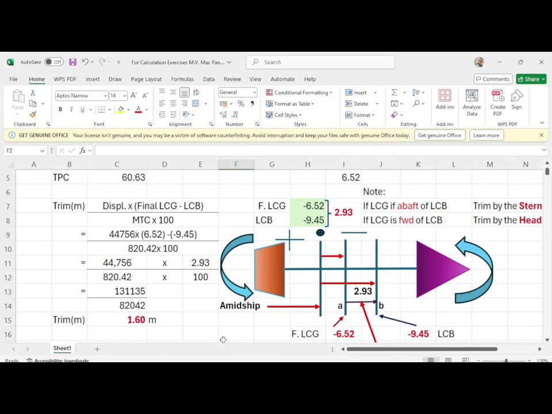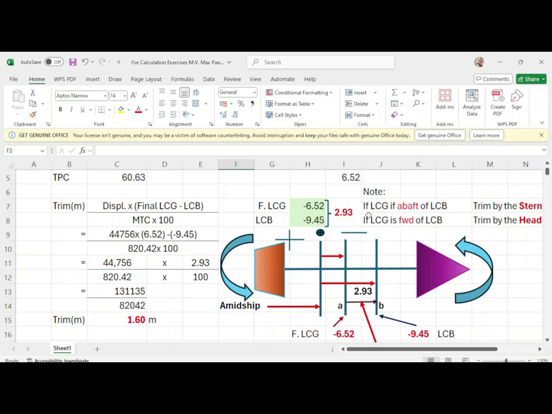Now, take note of this one, guys. The trim could be trim by the head, trim by the stern, or even keel, or no, zero trim. So now the trim is 1.60 meters. Okay. Now, take note that the LCG, this line, is above or behind the LCB vertical line. When LCG is behind this LCB vertical line, the tendency of the vessel is to trim by the stern. You will be trimmed by the stern.